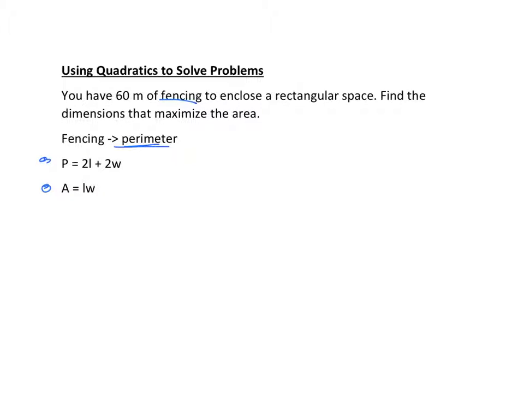So let's start with the information that we've been given and see if we can come up with a quadratic that only has one variable, because we don't want length and width in our quadratic. We want either length or width. If we take our perimeter formula, we know that the total perimeter is the 60 meters of fencing. So 60 equals 2 lengths plus 2 widths. That means we could solve for the length and get that the length equals 30 minus the width.